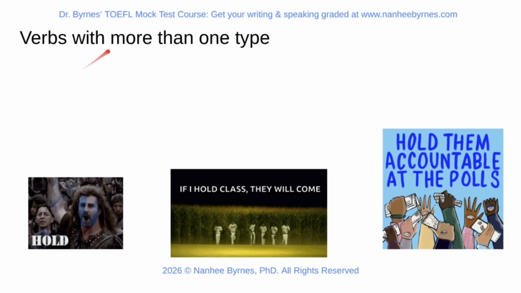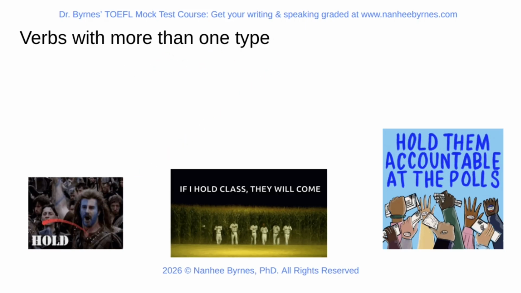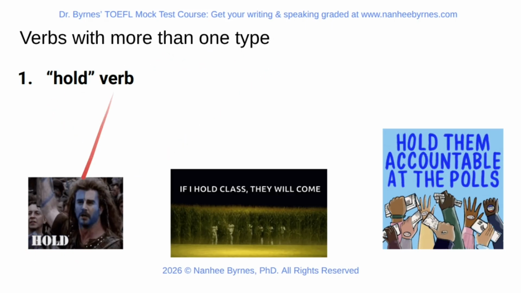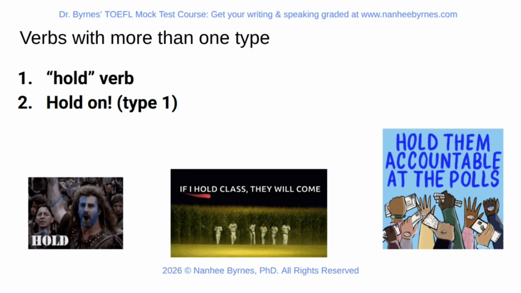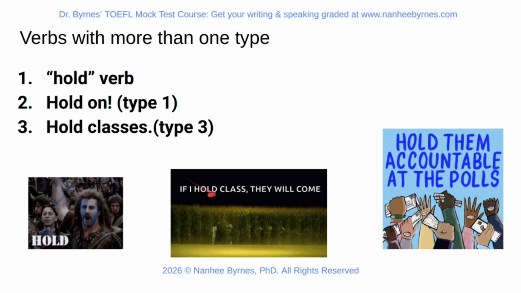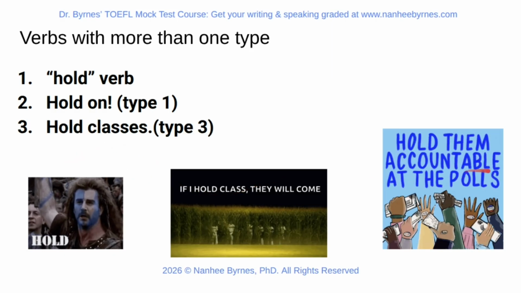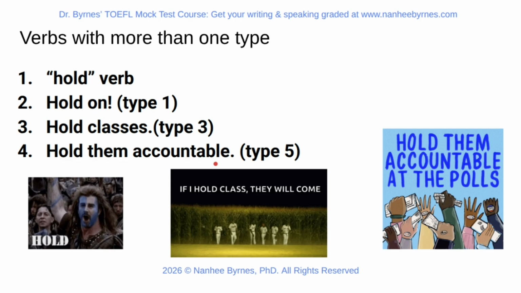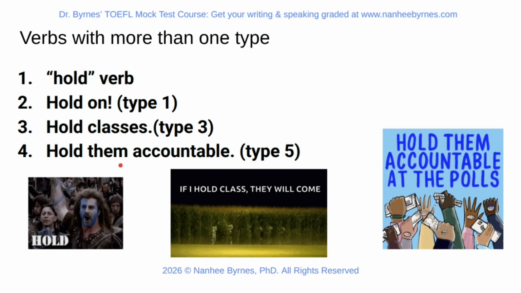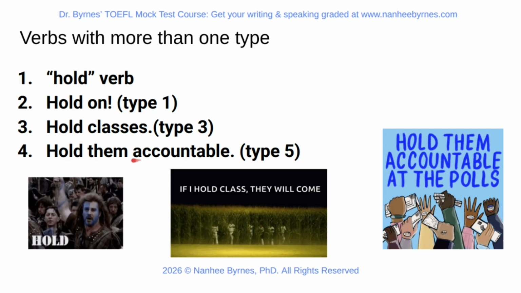For example, the verb hold. It can appear with no object, hold on, meaning wait. It can take one object, hold classes, or it can take an object plus an object complement, hold them accountable. Here, them equals object, accountable equals object complement.